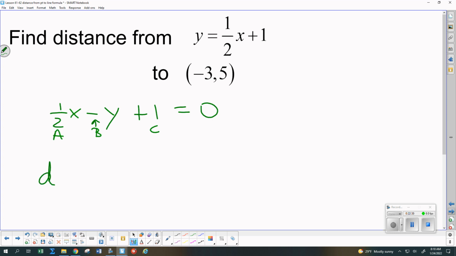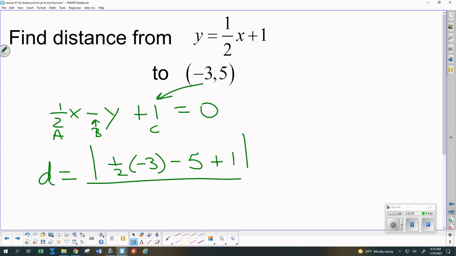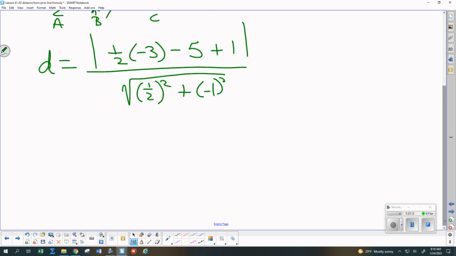Our formula says the distance would be, plug the point into that. So a half times negative 3 minus 5 plus 1, and take the absolute value of that. The denominator is the square root of a squared plus b squared, not the point, but the numbers in front of the x and the y. So the 1/2 squared plus the minus 1 squared. And I know the formula looked a little bit weird because of the square root in the denominator. We always clean it up for a final answer, but it's easier to have the formula like this.